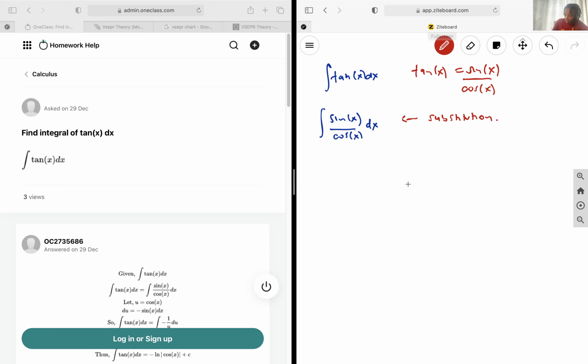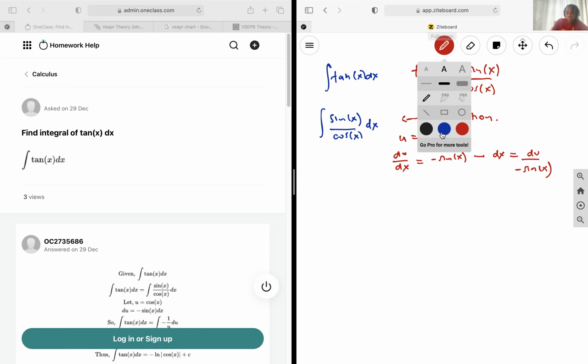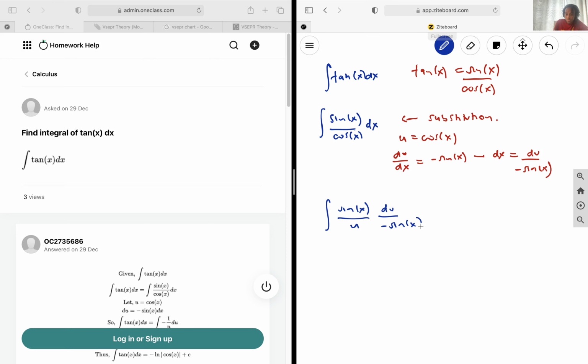And so we are going to state our u as cos x. Du over dx is going to give us minus sine x. So dx is equal to du over minus sine x. So we're just going to put that all into what we have. And so we're going to have the integral of sine x over u, because cos x is equal to u, and then just replace our dx with du over minus sine x. These two obviously cancel, and it's going to be the integral of negative 1 over u du. We can take out the negative, so it's negative the integral of 1 over u du.